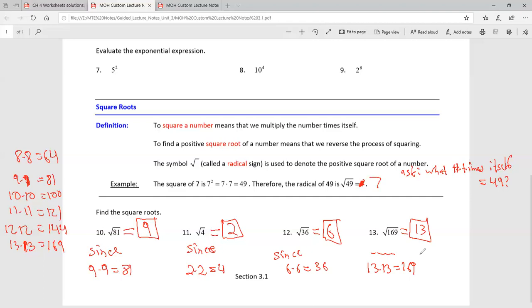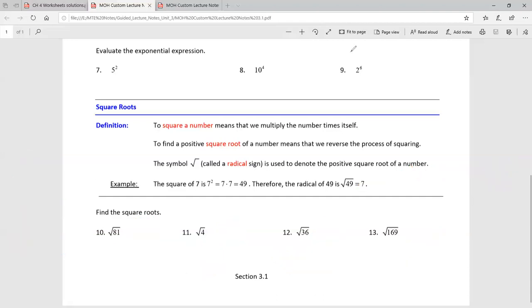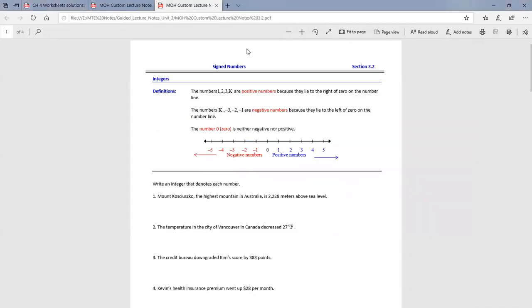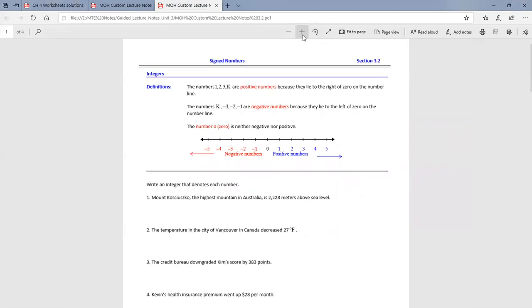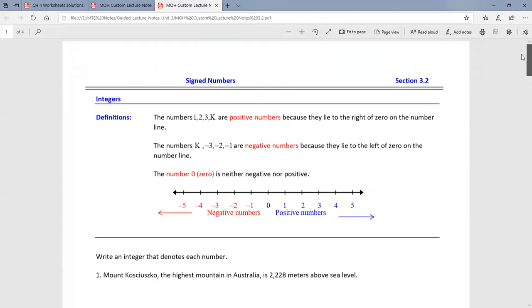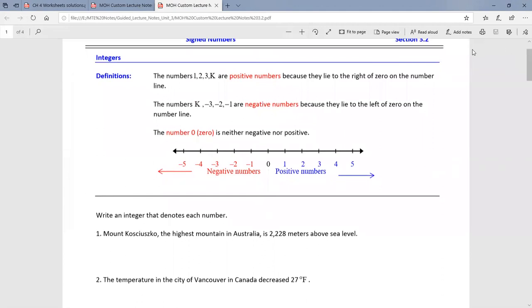Okay, so let's clear our screen. Let's go back off of annotate. Next section, signed numbers, what we were alluding to earlier that we'd get to. Sorry, I have something covering up part of my screen. There we go. All right, signed numbers. And this is 3.2.